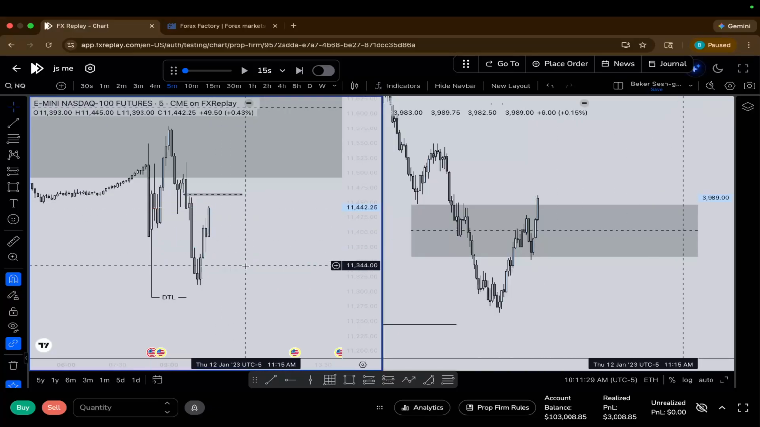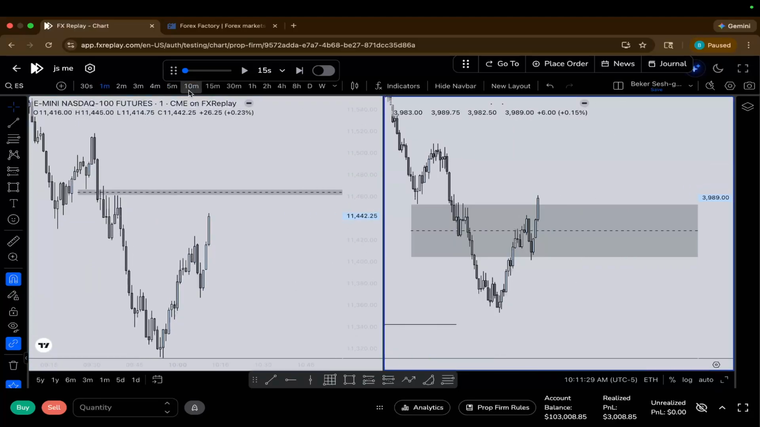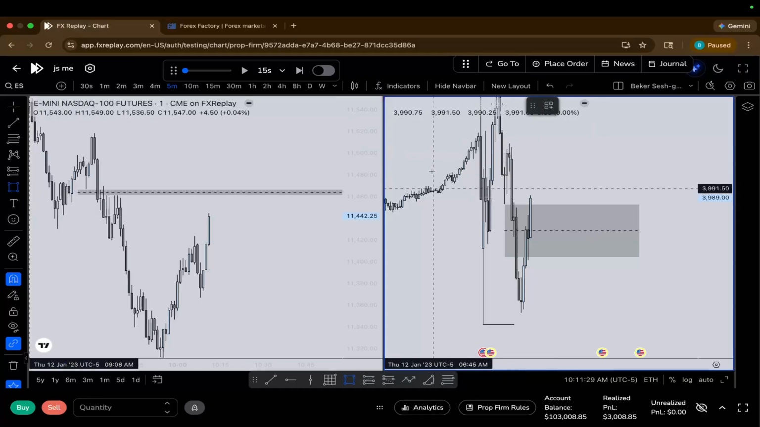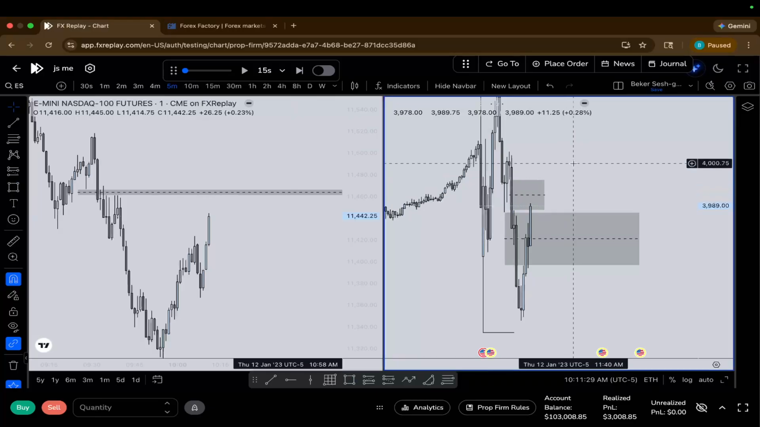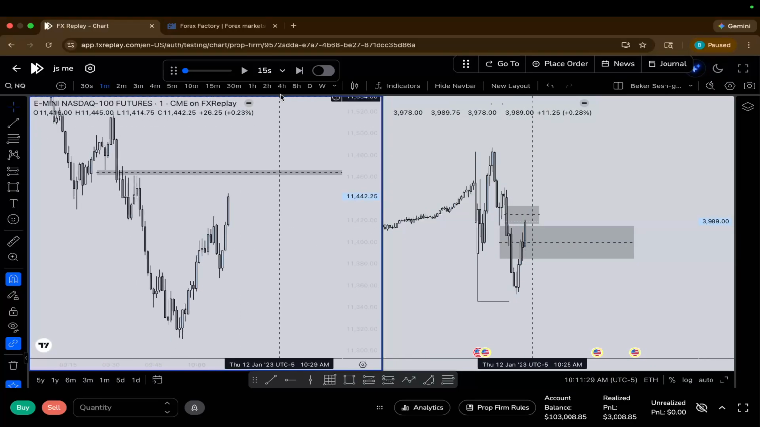I'm going to keep going because I maybe want to take this. Let's see if there's a 5 minute unmitigated gap. Oh, we're already SMTing this gap. I might want to take another short here towards these data lows. Yeah, let's just see what happens.